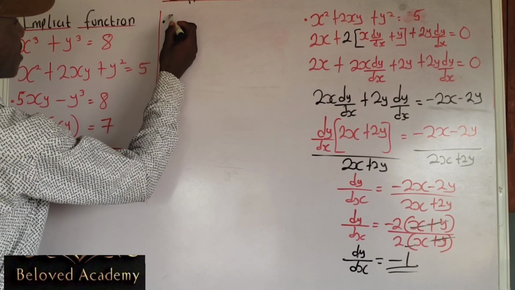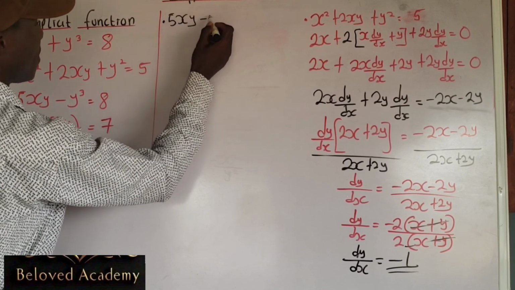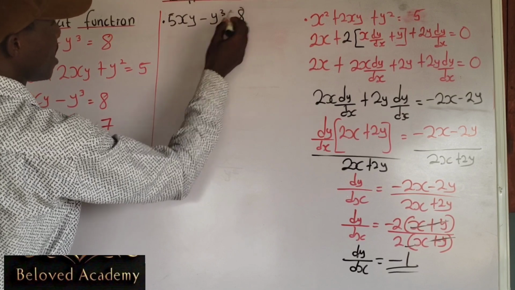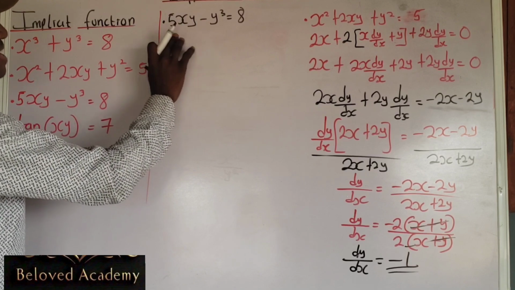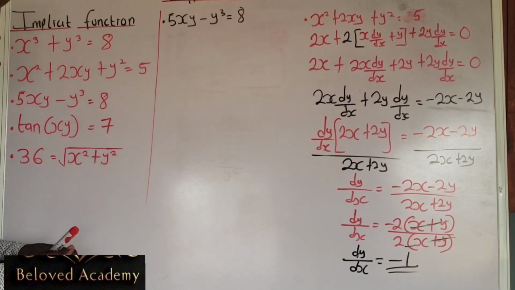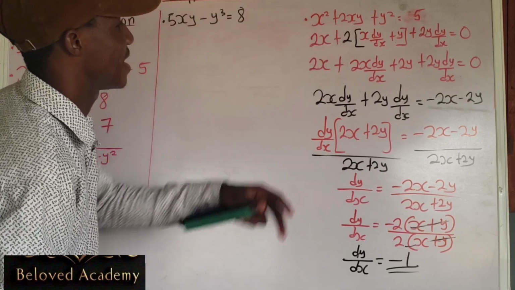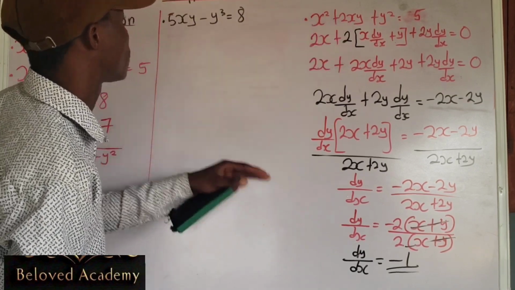5xy minus y cubed equals 8. How do we find the derivative of this function? Now pay attention. The first term here is 5xy, and I can take it just like what we did for 2xy. We can do the same for 5xy.